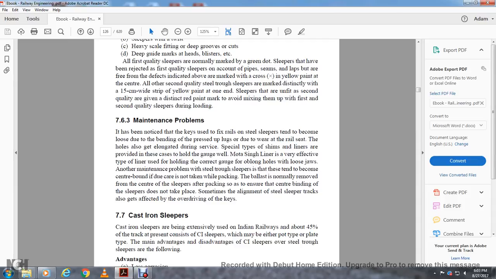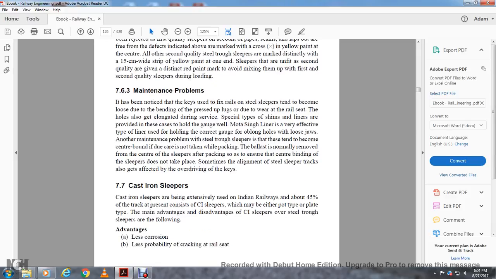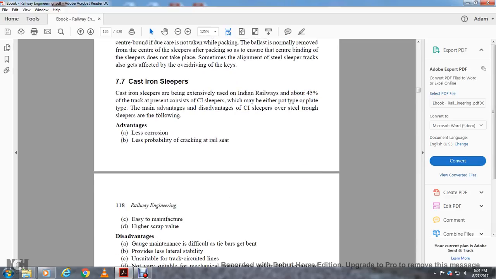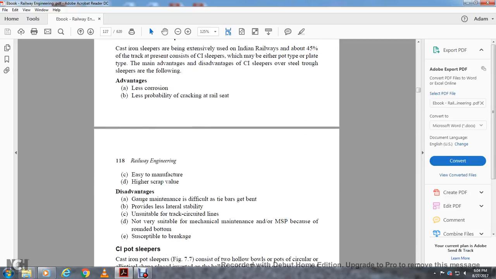7.7 Cast iron sleeper. The cast iron sleeper is extensively used by the Indian Railways. About 45% of the track consists of cast iron sleepers, which may either be pot type or plate type. The main advantages and disadvantages of the cast iron sleeper over the steel trough sleeper are as follows. Advantages: less corrosion and less probability of cracking at the rail seat; easy to manufacture; high scrap value. Disadvantages: gauge maintenance is difficult, tie bars get bent, it provides less lateral stability, and it is unsuitable for track circuited lines.